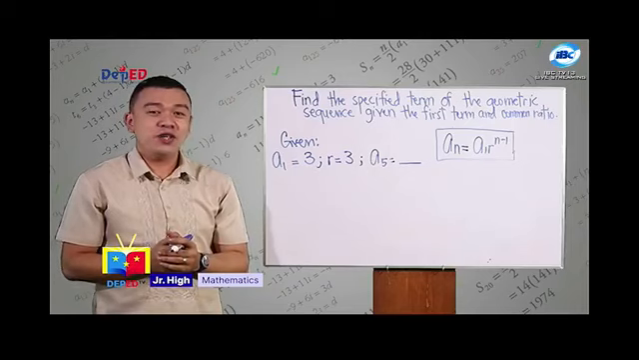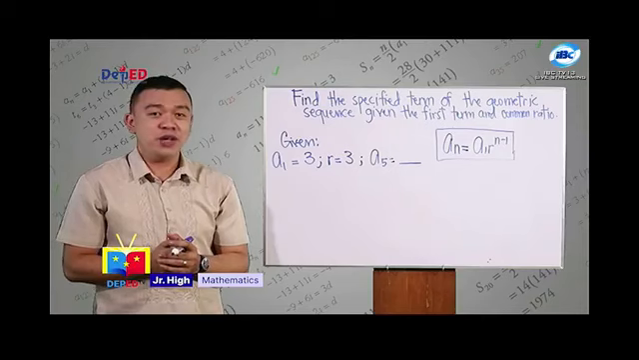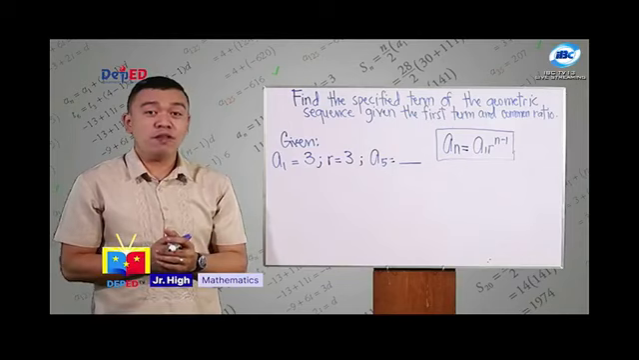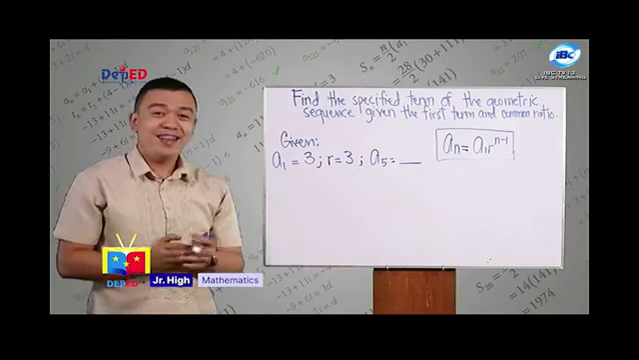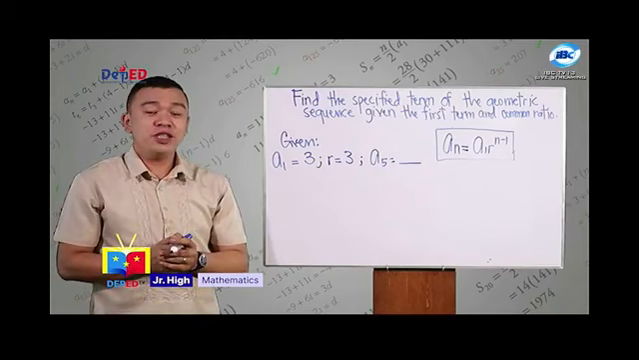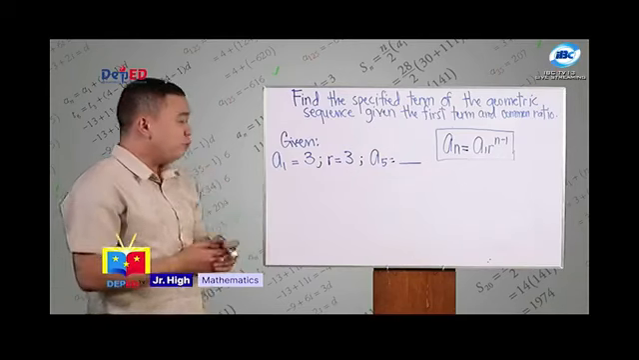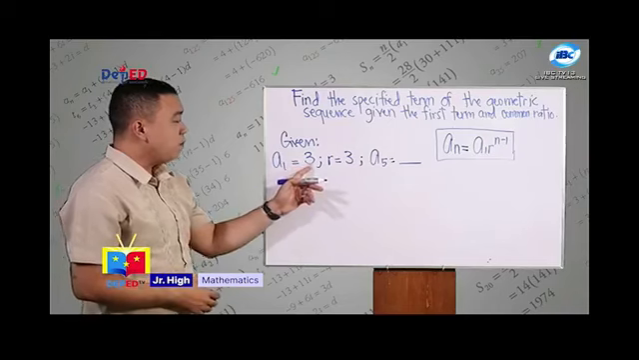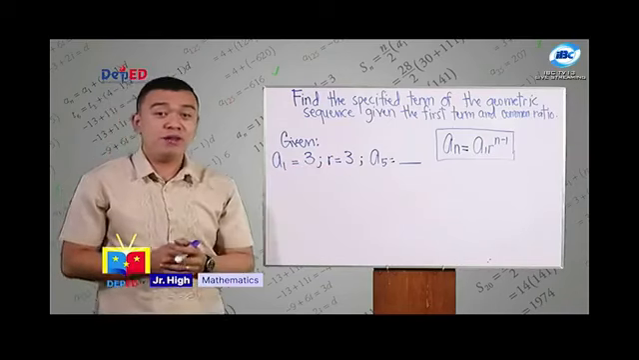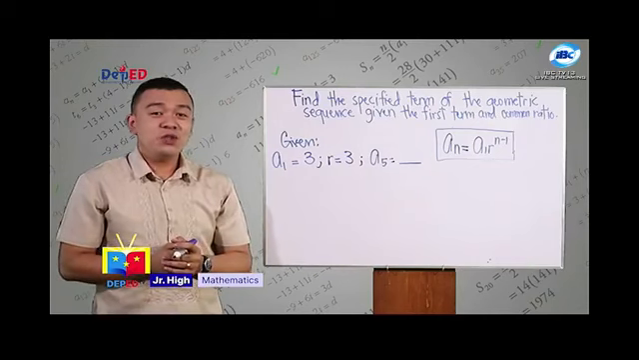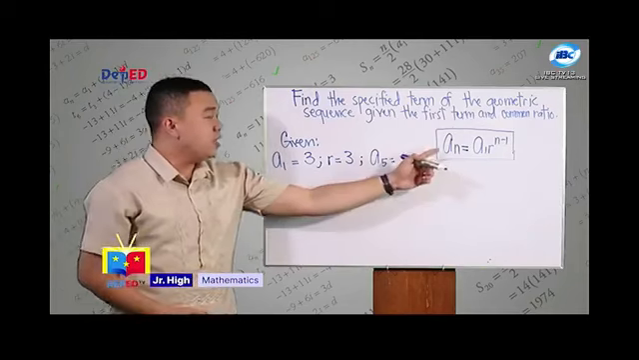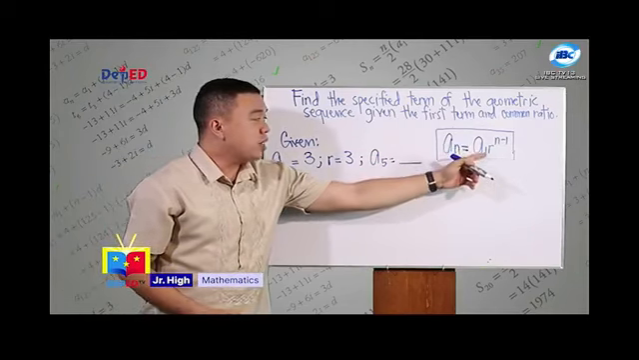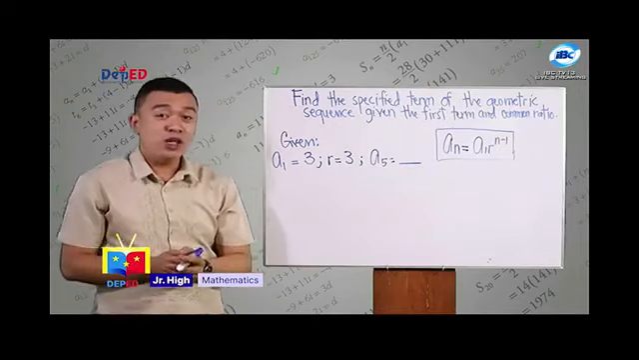Find the specified term of the geometric sequence given the first term and the common ratio. The problem tells us to solve for the fifth term. Before that, let's determine first the given values. We have a sub 1, which is equal to 3, and the common ratio, which is equal to 3. After that, let's use the formula in finding the nth term of a geometric sequence. A sub n is equal to a sub 1 times r raised to n minus 1.